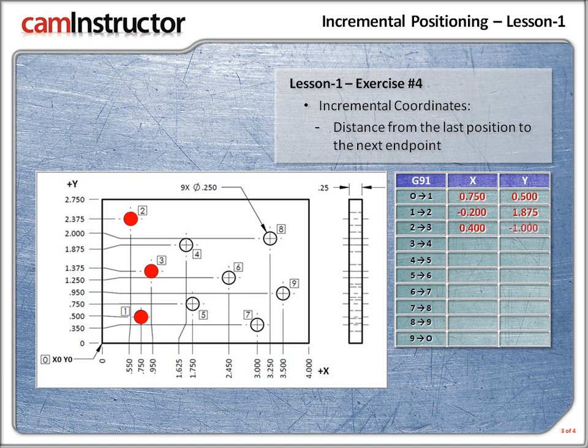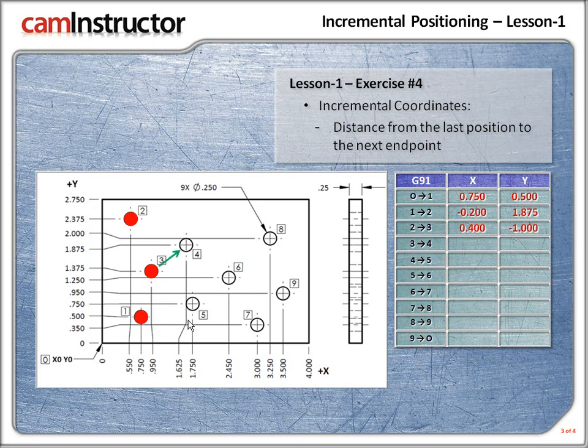So we've got the 2.375 dimension minus this 1.375 dimension. That's how we end up with this 1 inch. And as we're moving down in the Y negative direction, it's Y minus 1. So from 2 to 3, X 0.4 and Y minus 1.